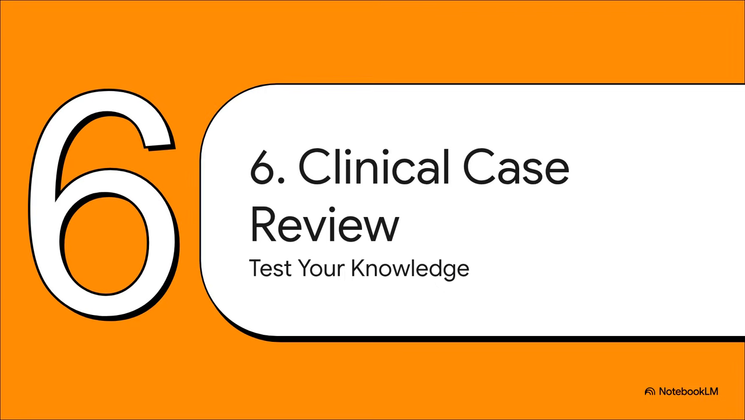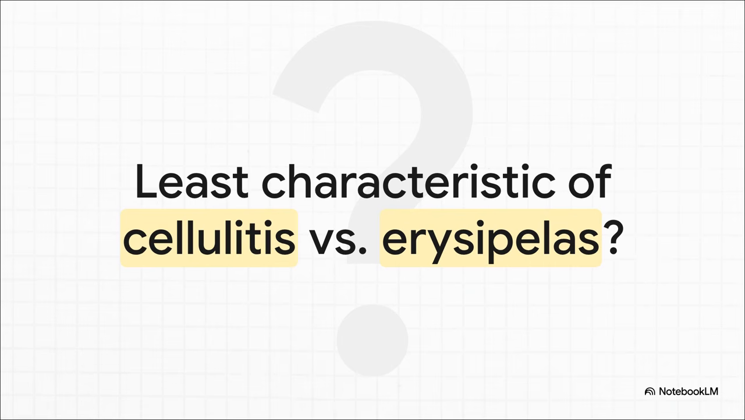All right, let's put all this knowledge to the test and see how it works in practice with a quick review. First question for you. Which of these features is least characteristic of cellulitis, especially when you're comparing it to erysipelas? And the answer is C, those sharply demarcated elevated borders. That's the calling card for erysipelas. Cellulitis, remember, is deeper, so its borders are indistinct and blend in.